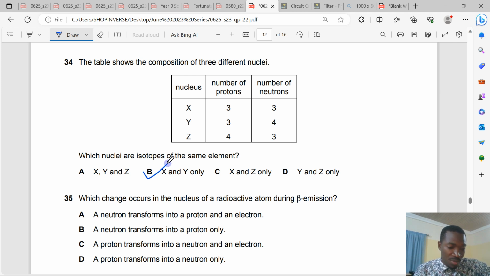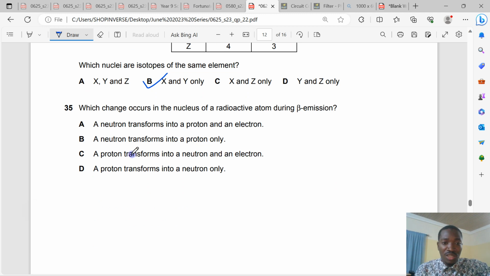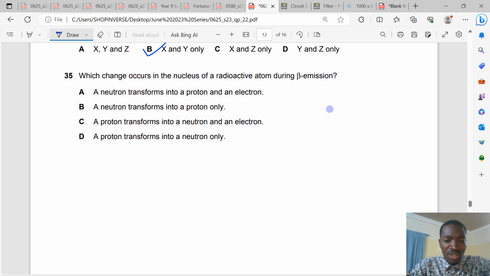We go straight to question number 35. Which change occurs in the nucleus of a radioactive atom during beta emission? During beta emission, what happens? A neutron has a mass of 1. A neutron will be converted to a proton.